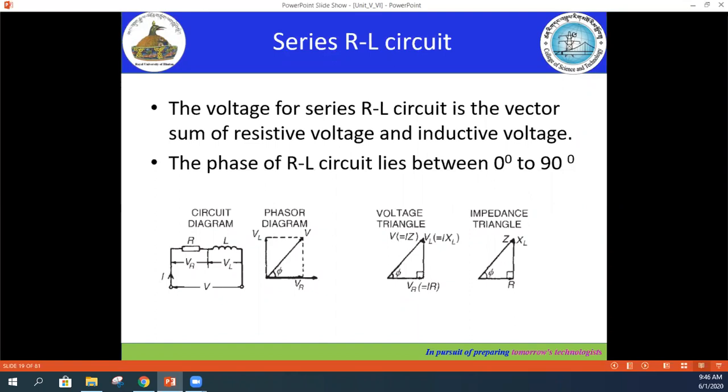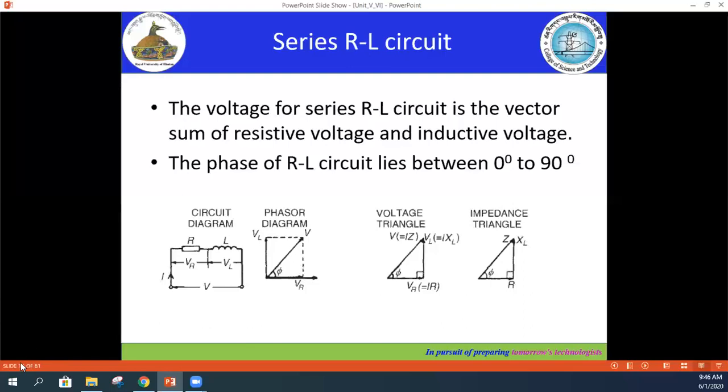Now, in our previous video, when we looked into the purely resistive and purely inductive load, we saw that for the purely resistive load, current and voltage are in the same phase, and for the purely inductive load, current was lagging the voltage by 90 degrees. In the case of the series RL circuit, the resultant voltage will be the vector sum of the resistive voltage and the inductive voltage, and their phase difference will be between 0 and plus 90 degrees.